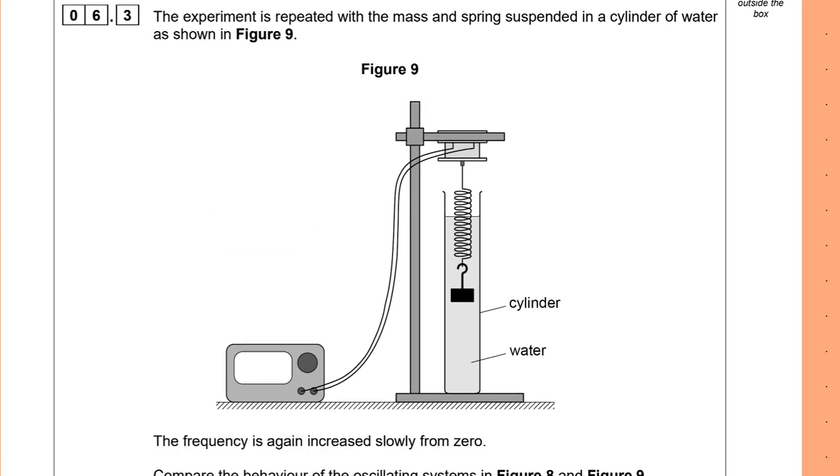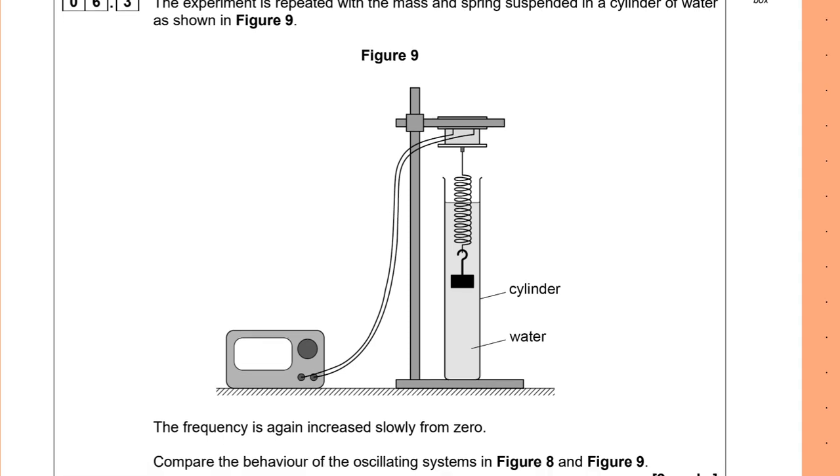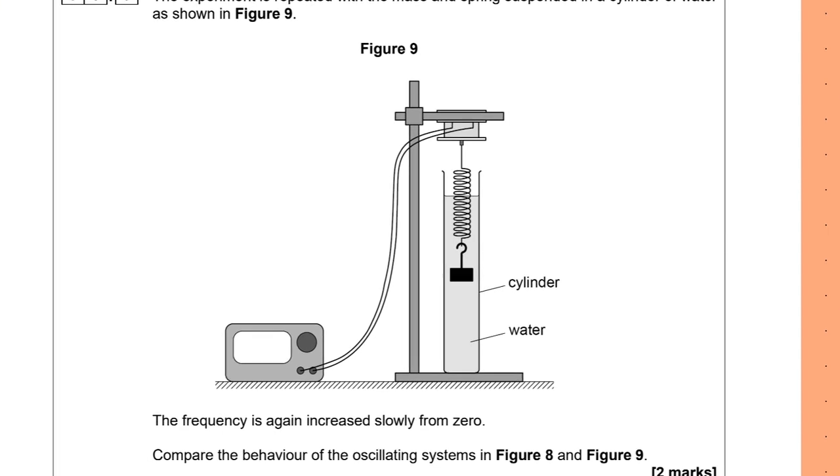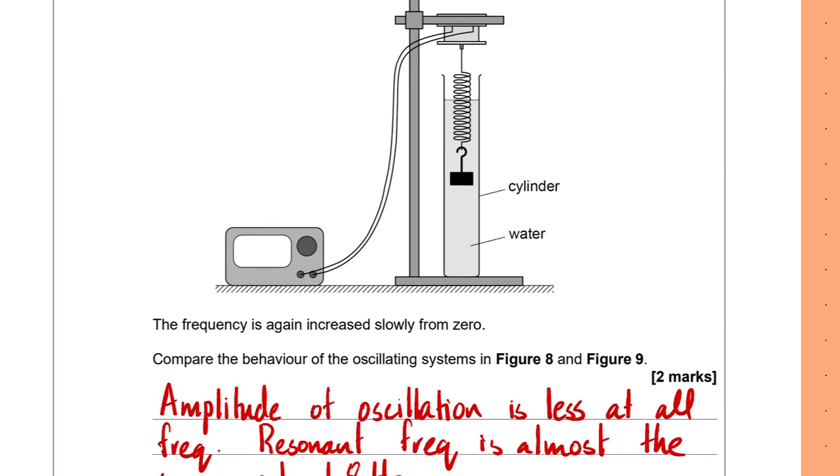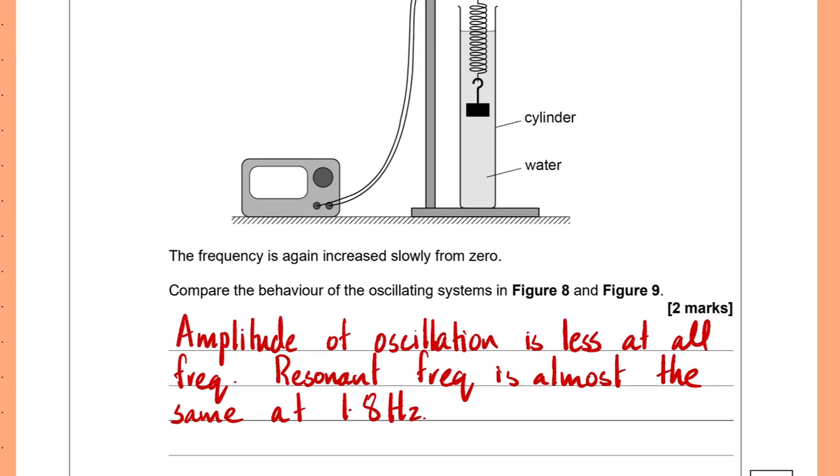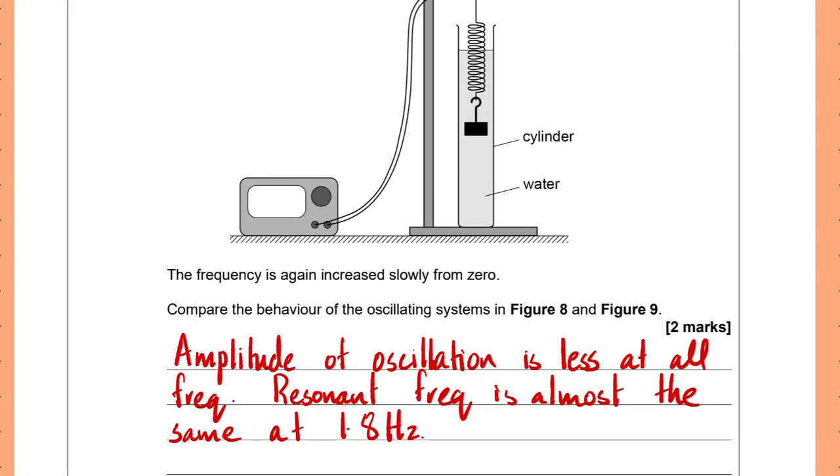The experiment is repeated with the mass suspended in a cylinder of water, as shown in figure 9. The frequency is again increased from 0, and you have to compare the behavior of this system with what you saw before. Now in the water, it's obviously going to be damped, right, because of the viscous drag here. So I know that the amplitude of oscillation would be less. For all practical purposes, you can say that the resonant frequency is still the same. But in reality it decreases slightly, so if somebody also said that it decreases slightly, the examiner also accepts this. Let's go on.